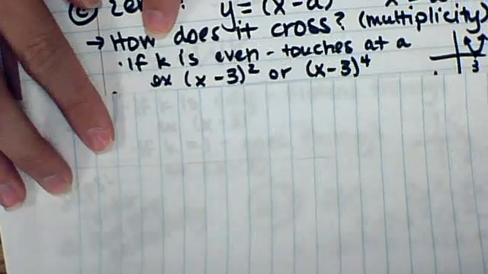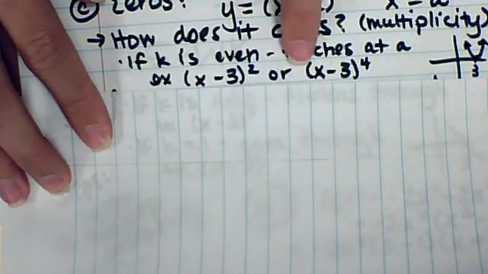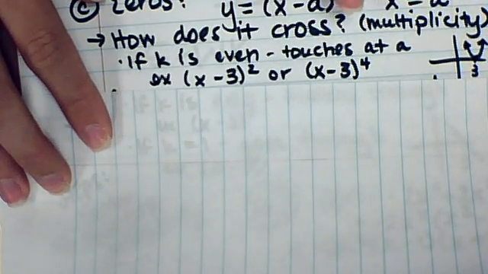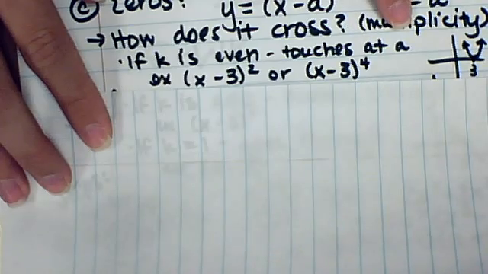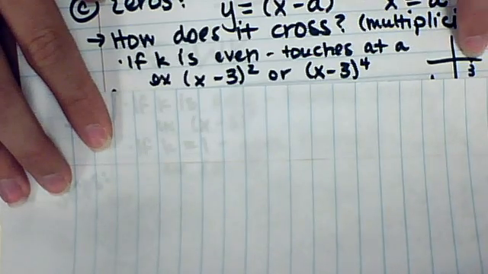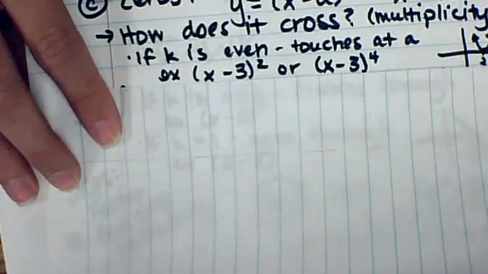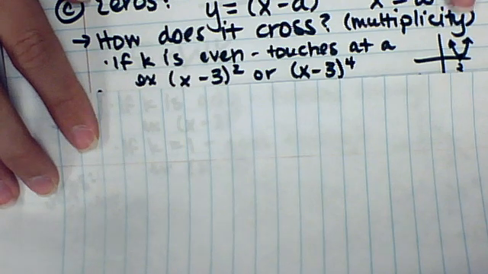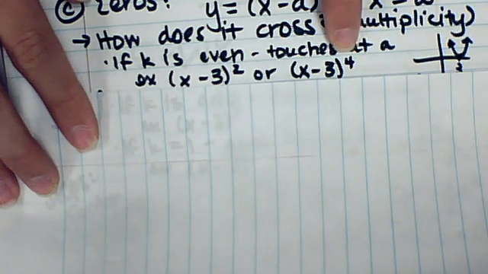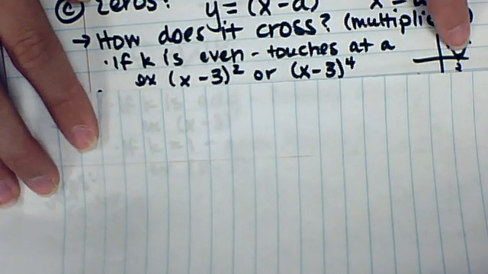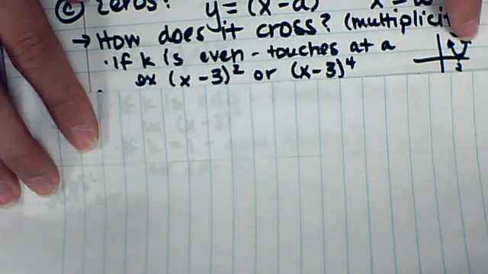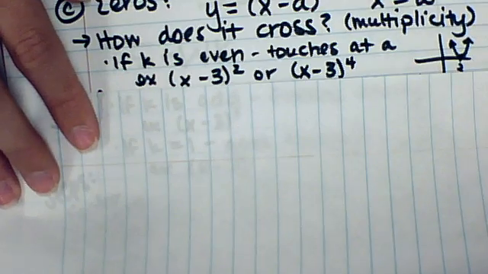If k is even, such as x minus 3 squared or x minus 3 to the 4th, then it touches at a, meaning it doesn't actually cross, it just comes down and touches right here. And like we talked about in part A of our notes, how high this number is tells us how flat it is when it touches here. If it's pretty small, like 2, it touches and bounces back quickly. If it's 4, it flattens a little bit more. If it was 16, it would flatten a whole lot, but it still wouldn't cross.